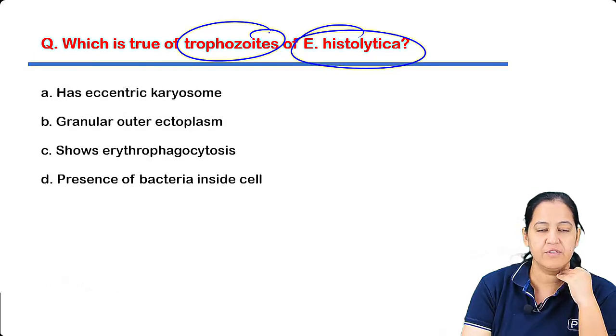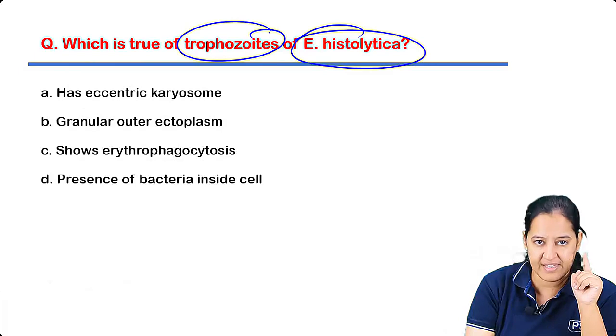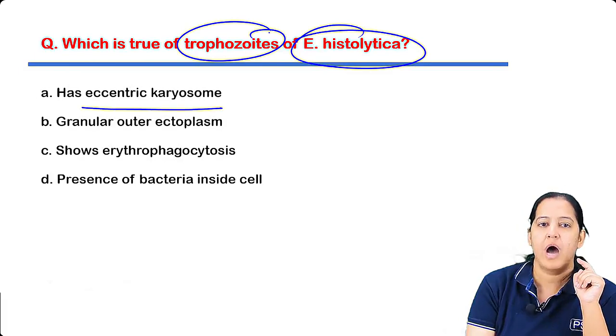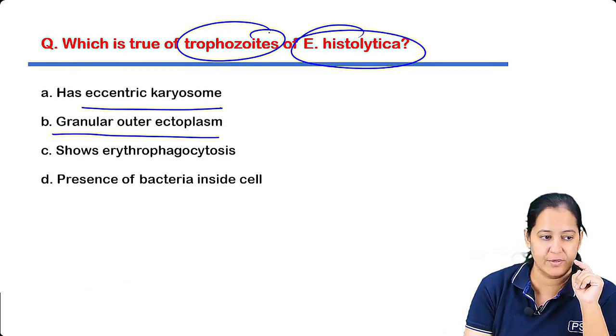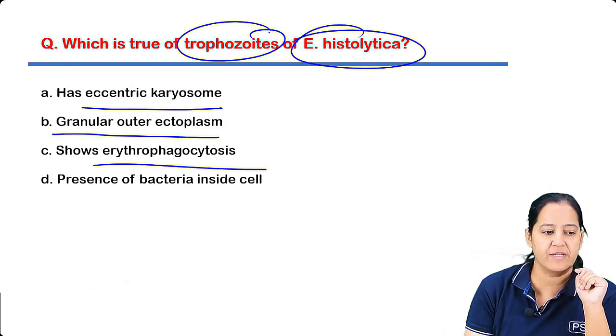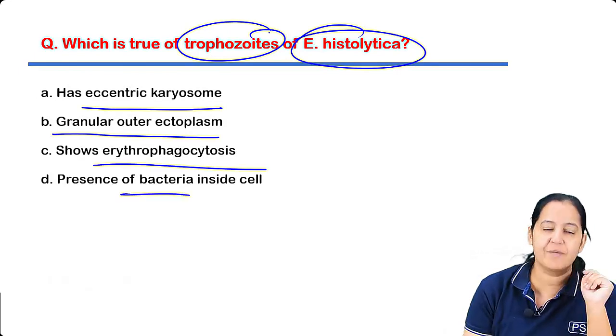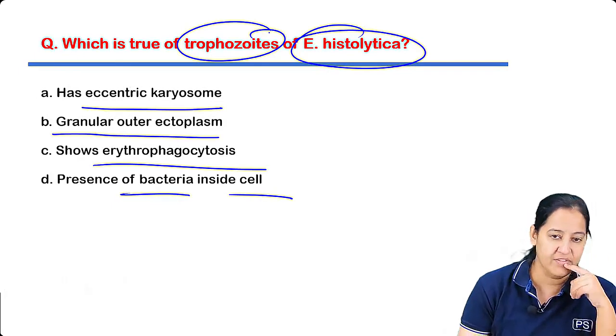Okay. Which of the following is true? It is having an eccentric karyosome, yes or no? Outer ectocytoplasm is granular, yes or no? It shows erythrophagocytosis, yes or no? Or the bacteria are present inside the cell, yes or no? Which of the following is true?